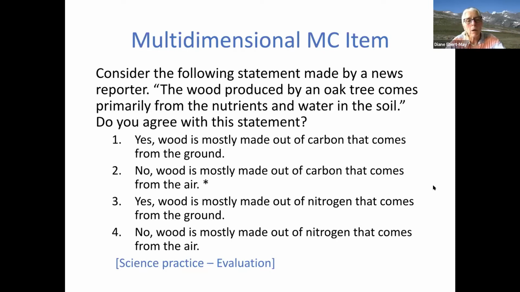Yes, no, the wood is made out of carbon that comes from the ground. No, the wood is mostly made out of carbon that comes from the air. So not only do we have the yes, no choice, we have their reasoning, telling me why yes, why no. Here's a third one: yes, it's made out of nitrogen and it comes from the ground. This is revealing all sorts of student thinking. And number 4 is: no, the wood's made out of nitrogen.